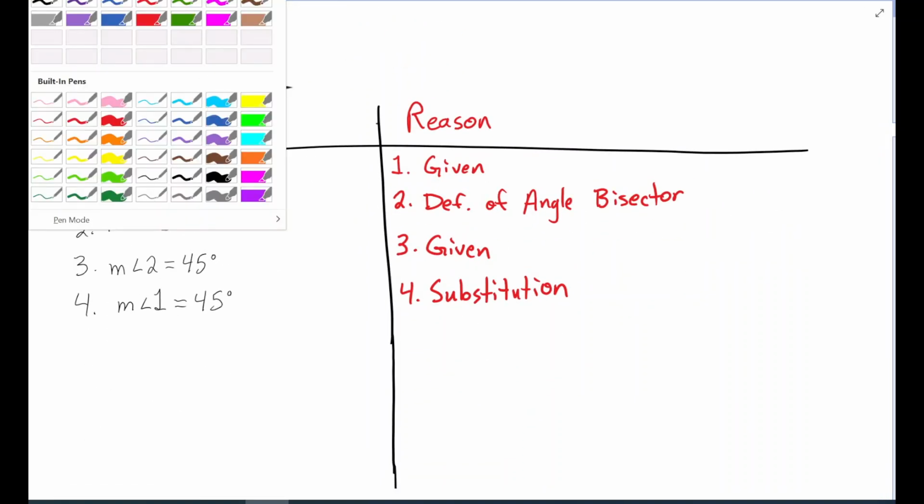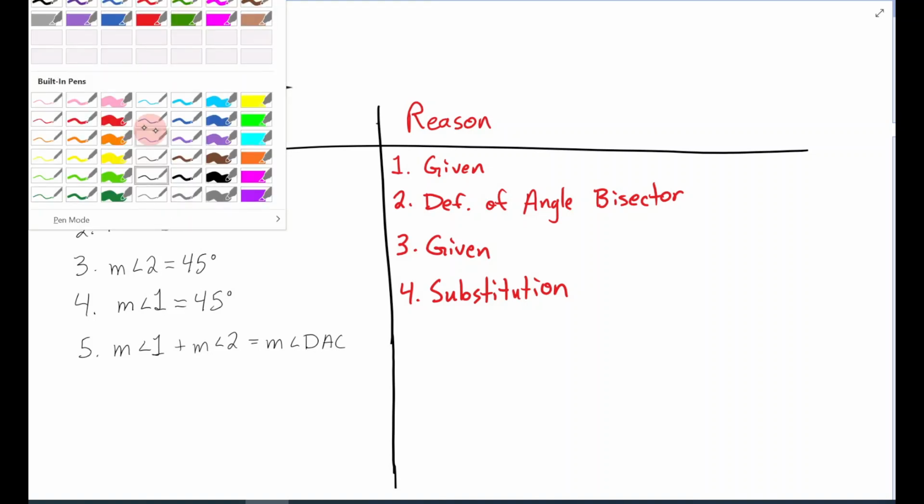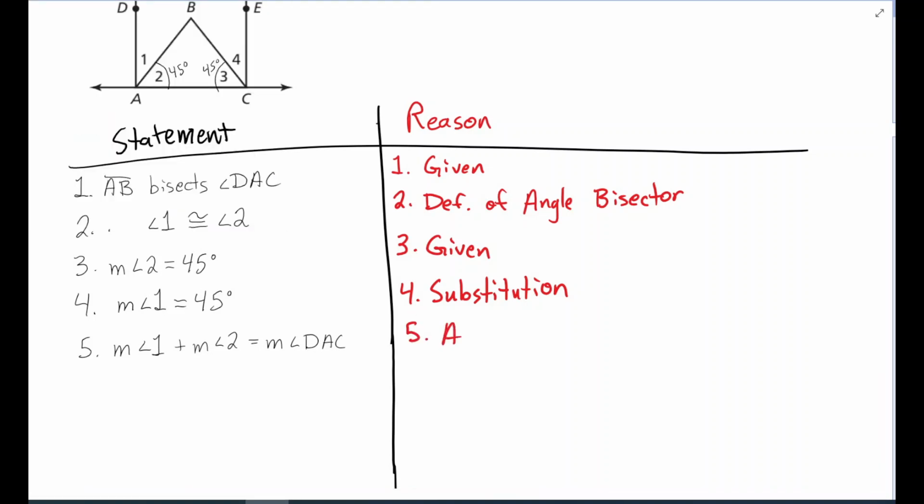Now, I'm going to include an extra step and say that the measure of angle 1 plus the measure of angle 2 is going to be the measure of angle DAC, because that is simple angle addition. And that sets us up for our next statement. Okay. So the measure of angle 1 was 45 degrees. Measure of angle 2 was also 45 degrees, and that's equal to the measure of DAC.